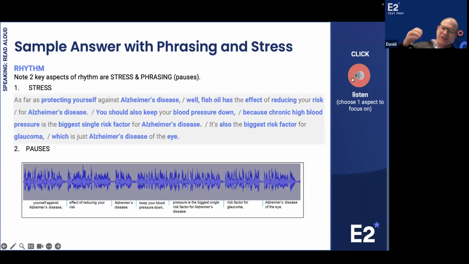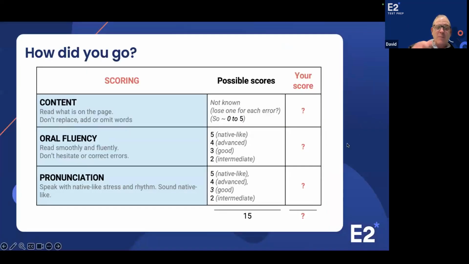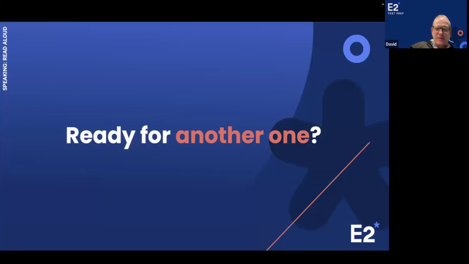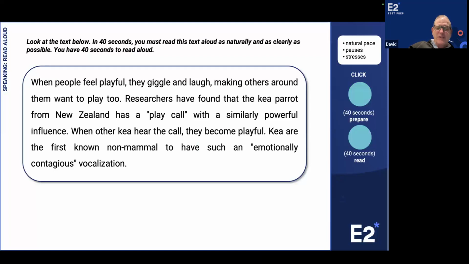Okay, so adjectives, nouns, verbs, and adverbs are being hit, pausing at the comma and stopping at the full stop. As far as protect, as far as protect. Sorry, we're marked on content, the words, fluency, non-hesitating, and pronunciation. Let's do another one. 40 seconds to prepare and 40 seconds to read aloud. Time starts now.